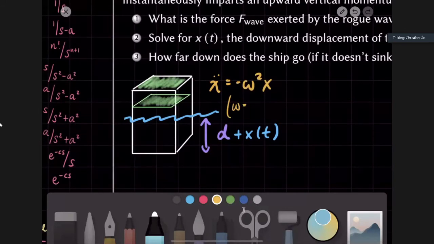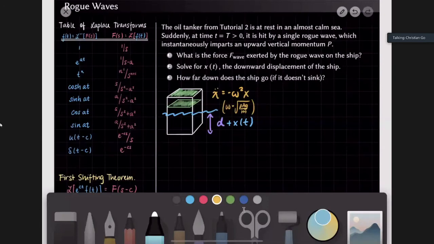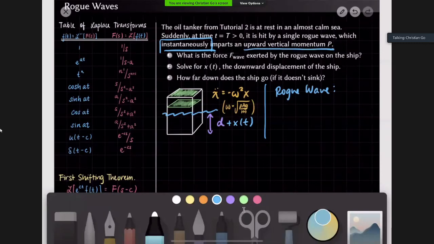So the first question is, I want to investigate what the force of the rogue wave exerted on the ship is. There are a few things we need to be careful of here. First thing is that we're figuring out the force of the rogue wave. First thing is that it's an instantaneous force applied onto the ship. And that force has upward vertical momentum P.